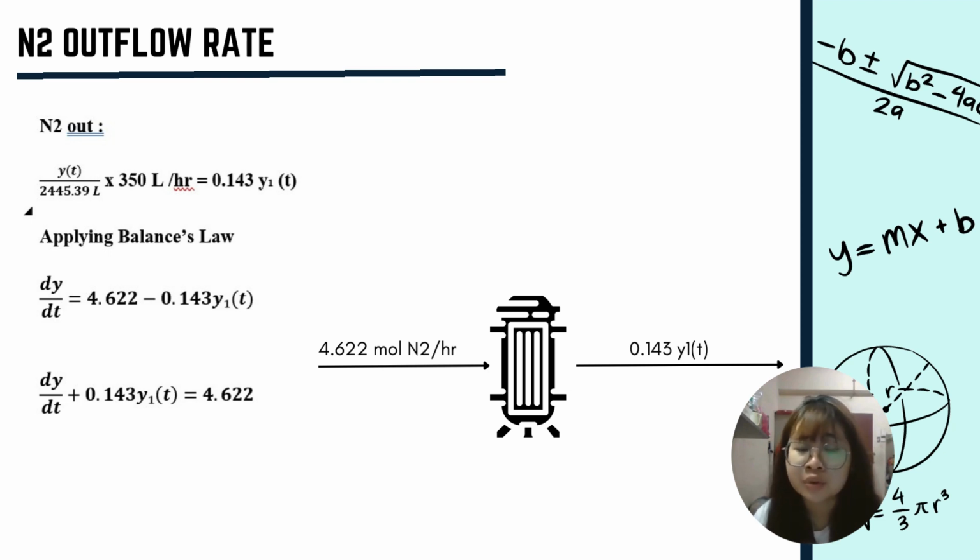Applying the balance law, we know that dy/dt equals nitrogen inflow rate minus nitrogen outflow rate. Using the previous answer, which is 4.622 molar flow rate at the inlet stream, we would derive the equation as dy/dt equals 4.622 minus 0.143 y(t). Converting this equation into standard form, we get dy/dt plus 0.143 y(t) equals 4.622.